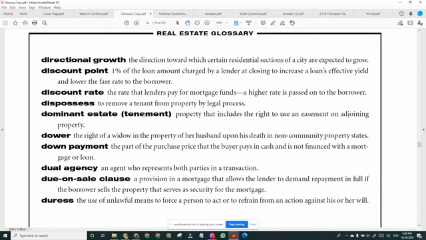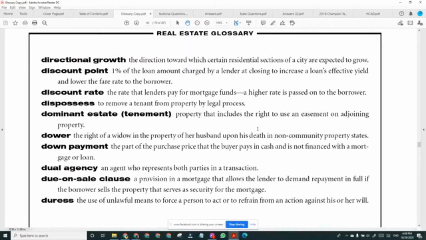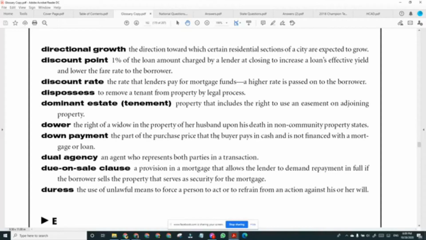Dispossess, to remove a tenant from property by legal process. So for example, an eviction has to go through the local court. It doesn't have to go to the huge court, it can go to the small precinct courts and it'll go faster.